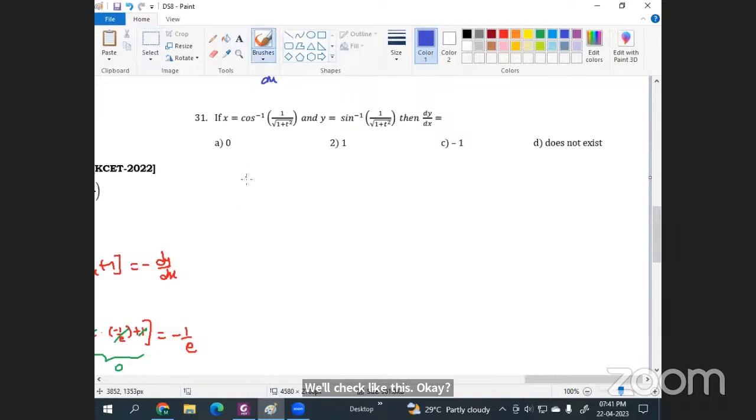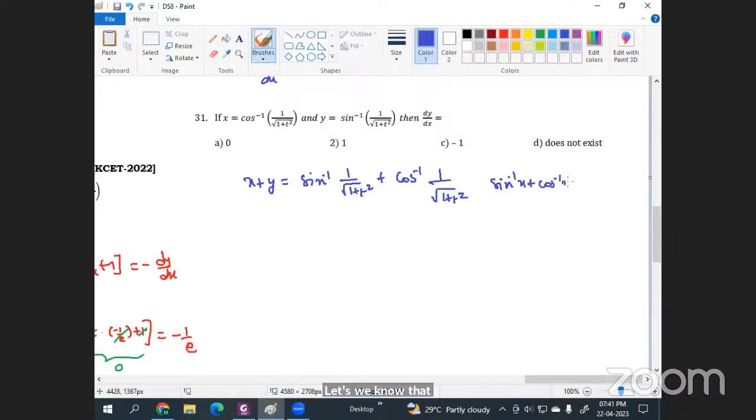Now, x plus y equal to sine inverse of 1 by root of 1 plus t square plus cos inverse of 1 by root of 1 plus t square. We know that sine inverse x plus cos inverse x equal to how much? Pi by 2. Correct? So x plus y equal to pi by 2. Then dy by dx equal to minus 1. So the third option is the right option.